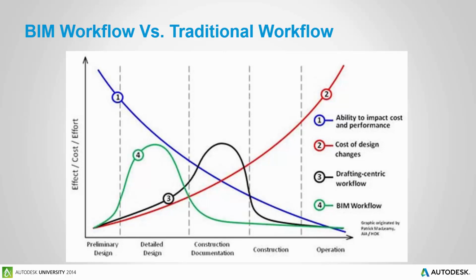When you have the ability to impact the cost and performance of a project early on, the cost of making design changes is reduced as you get into construction and operation. But when there's a drafting-centric workflow, you'll see that your cost of making changes is really in that construction documentation phase, and you want to reduce that. If you can do a little bit more work in the preliminary design phase and the detailed design phase, then the cost of making changes is reduced during the construction documentation, the construction and the operation phases.